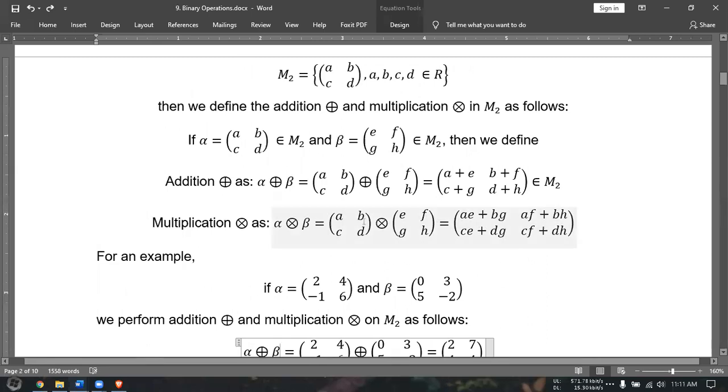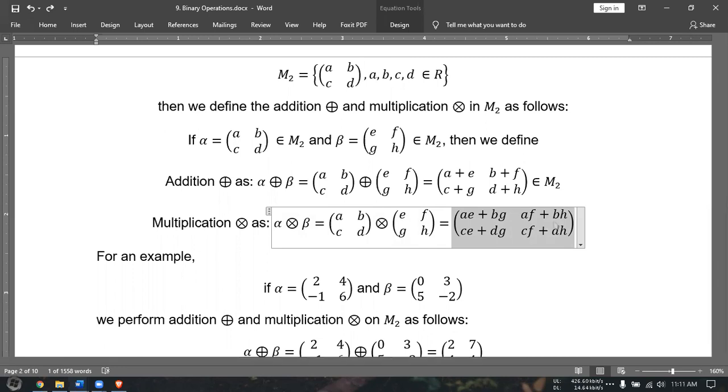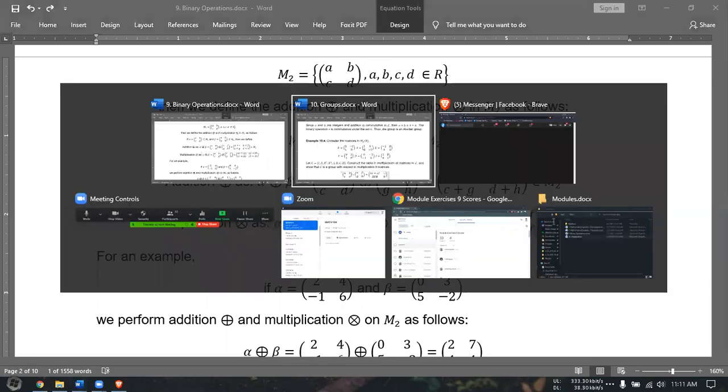Let's look at this. If we have the 2x2 matrix A, B, C, D and another 2x2 matrix E, F, G, H, then their product is given by this: AE plus BG, CE plus DG, AF plus BH, CF plus DH. Copy na lang natin.